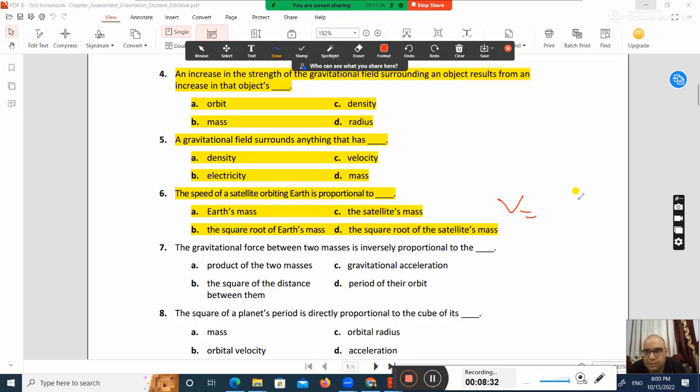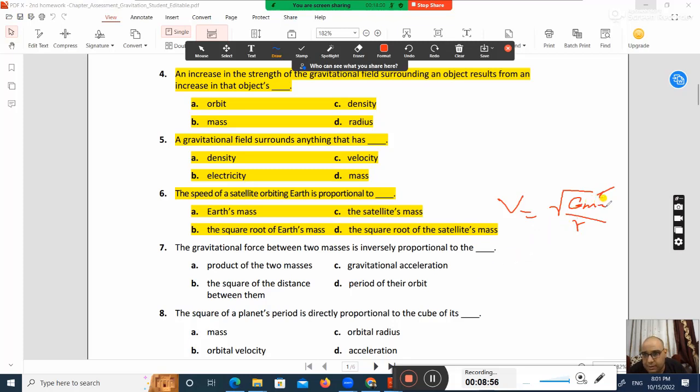V equals the square root of G M over R. M represents the mass of the object which exists at the center of rotation. So the speed of a satellite is proportional to the mass of the object at the center. We are talking about a satellite revolving around the Earth, so we can put here the mass of Earth.